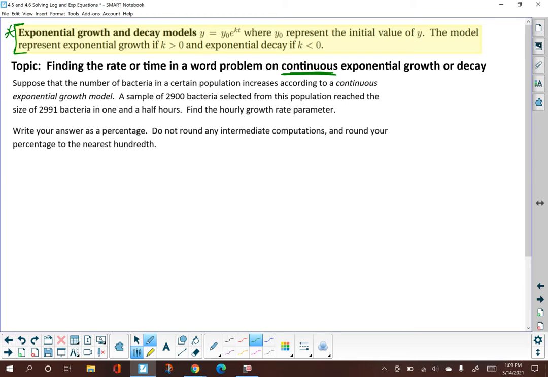So our first problem here says, suppose that the number of bacteria in a population increases according to a continuous exponential growth model. We've got a sample of 2,900 bacteria. So that is telling me y naught, the initial value, 2,900. 2,900 bacteria are selected from the population, and they reach the size of 2,991 in 1.5 hours. So when t is equal to 1.5, our y value is 2,991. Our job here is to find the hourly growth parameter, and this is k.